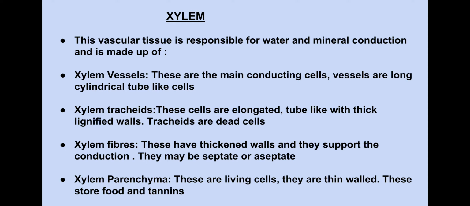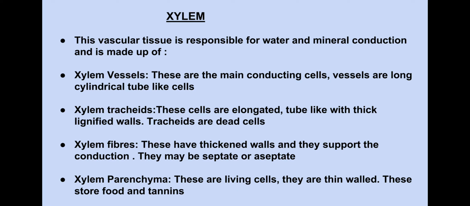The xylem tracheids are also elongated and tube-like, but they have very thick lignified walls, and tracheids are dead cells, much like the xylem vessels. Xylem fibers also have thickened walls, and they are basically supporting the conduction, and they can be septate or aseptate.